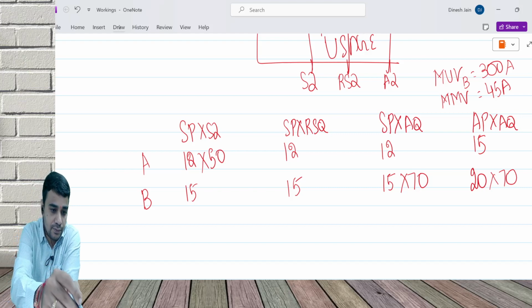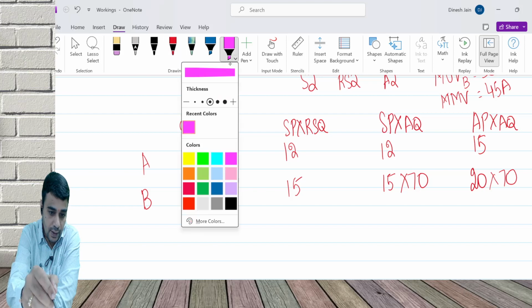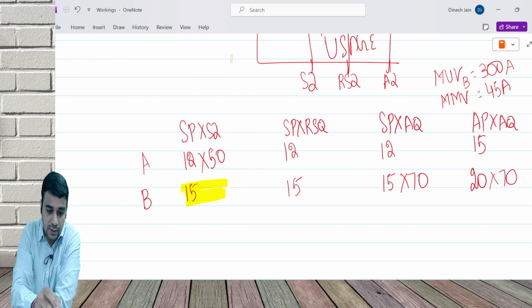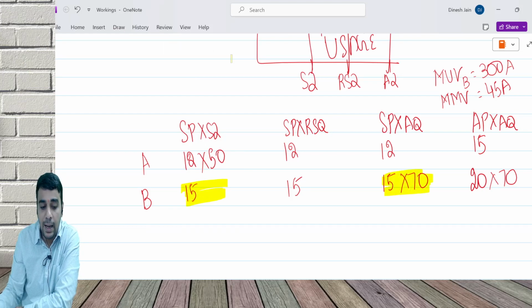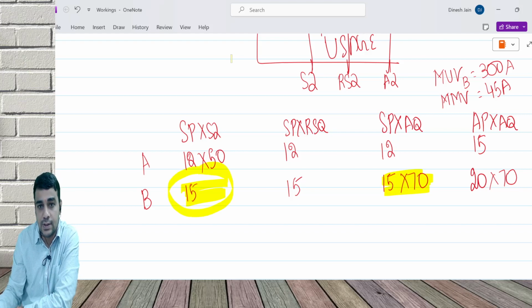SP into SQ minus this, okay. What will happen is in this process, you will get what is this item, because SP into SQ minus SP into AQ is only for material B. So that missing data will come. The first yellow shaded one is the missing information.